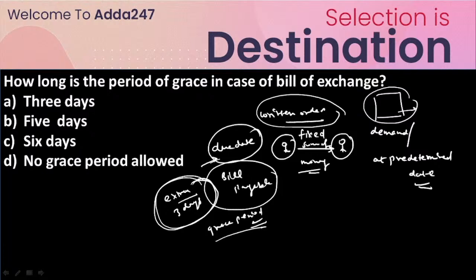So we can say that the answer to this question, how long is the period of grace in case of bill of exchange, will be 3 days. So 3 days would be the answer here.